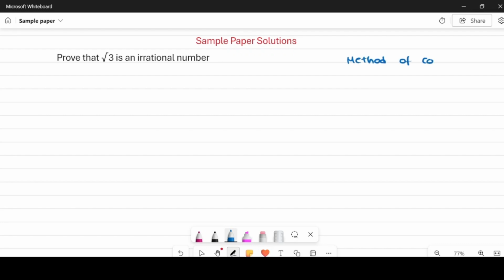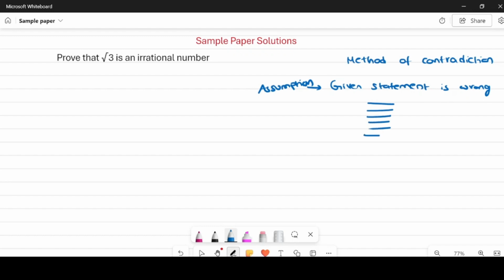What is this method of contradiction? In this, we are going to assume that the given statement is wrong. This is our assumption. Then we are going to proceed by using some known facts. Then at a certain stage we are going to get a result which contradicts our assumption.